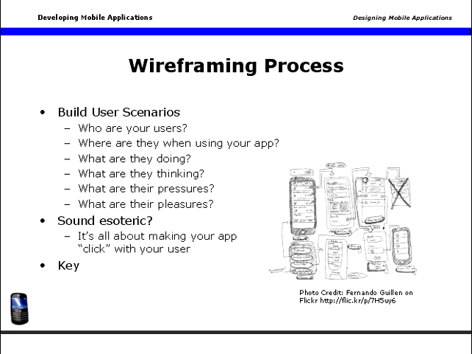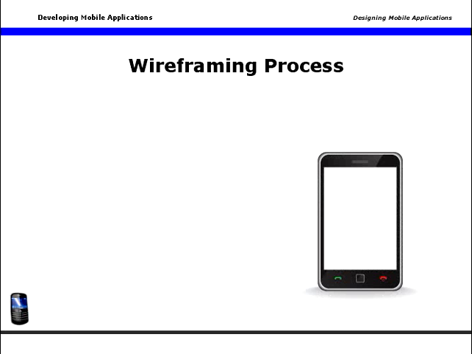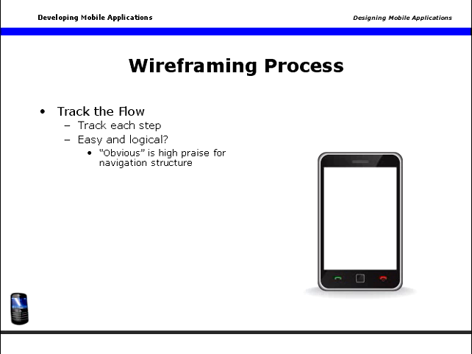The key is to match what your user expects to see with, if you can provide it, some source of unexpected delight. And wireframing is a great way to figure all that out and to find those wellsprings of user delight. One of the most important aspects of wireframing is to track the way your users flow through your app. Track each step. Are they all easy and logical? If your users call your navigation structure obvious, it's considered high praise.